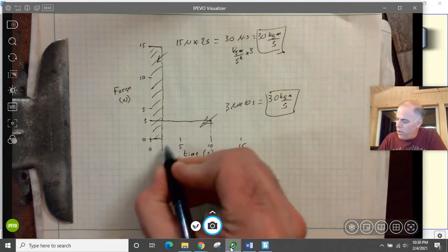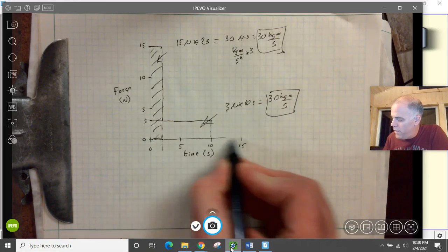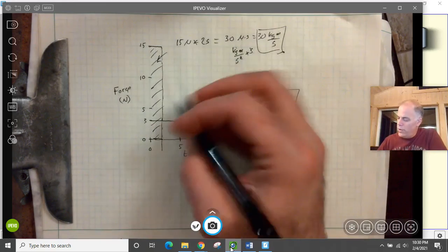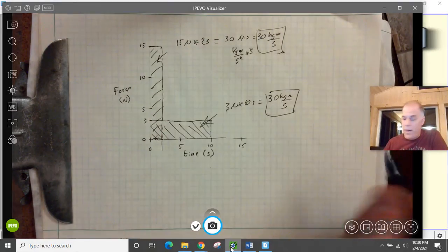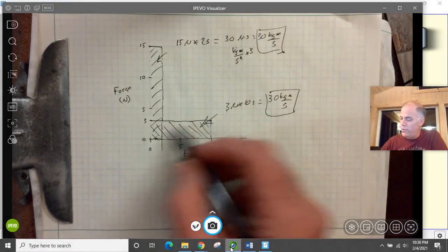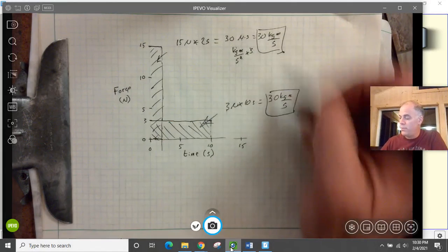I took this a little bit too far. This is actually the origin here. And then we have the area under this curve. And if you count the squares, there's 30 squares under this one. There's 30 squares under this one. Comes out to be the same.